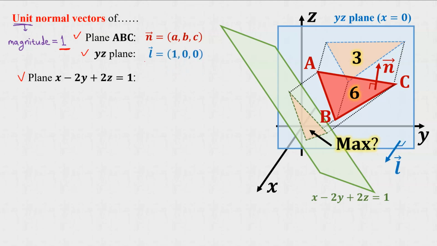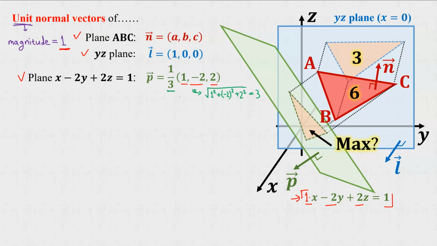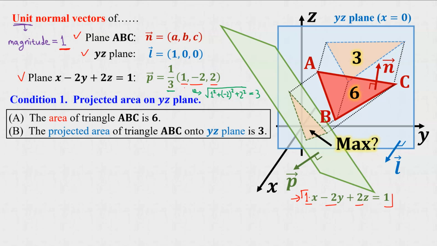For the unit normal vector of YZ plane, I will call it vector L. And you can easily notice that vector L is given as (1, 0, 0), because that's the unit vector perpendicular to YZ plane. Lastly, as for the unit vector of plane x minus 2y plus 2z equals 1, let us use the notation vector p, and from the equation of the plane, we know that vector (1, -2, 2) is perpendicular to this plane, so we write (1, -2, 2), and divide this with the magnitude of this vector, which is 3.